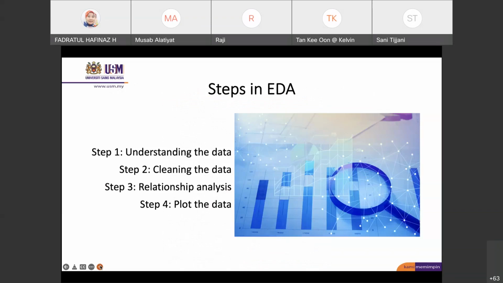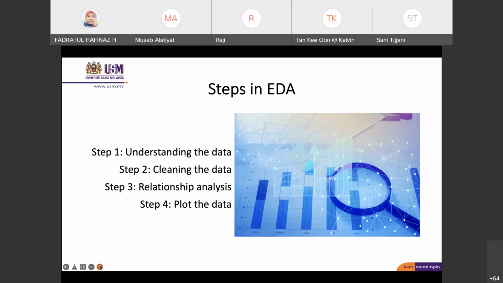So here are the 4 generic steps when we do the EDA. Okay, here are the 4 steps in EDA. The first thing is you need to understand your data. Okay, how are you going to do that? When you get your data set, you need to check your first 5 rows, right? And then also check the values inside your last 5 rows. Okay, and then check the total number of rows and also the columns.